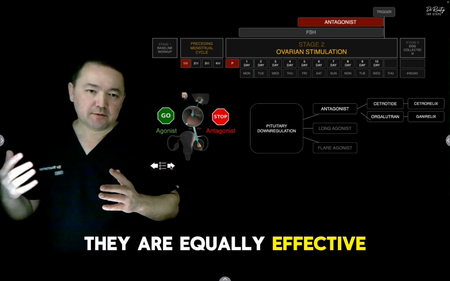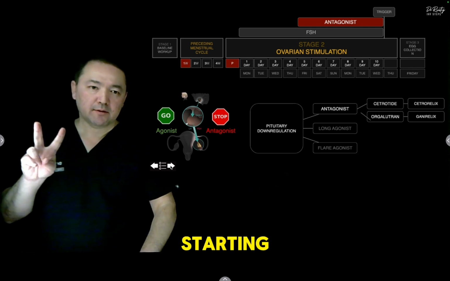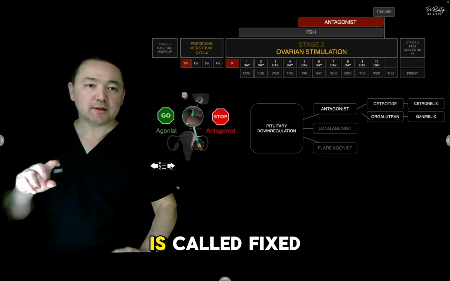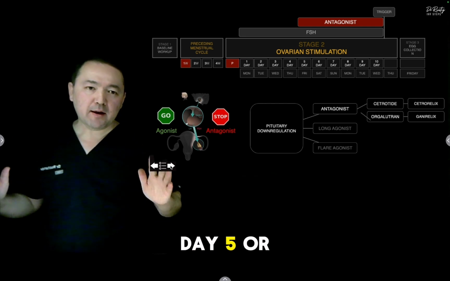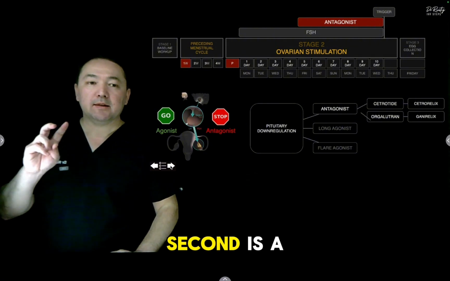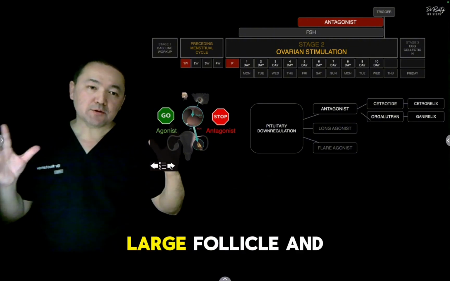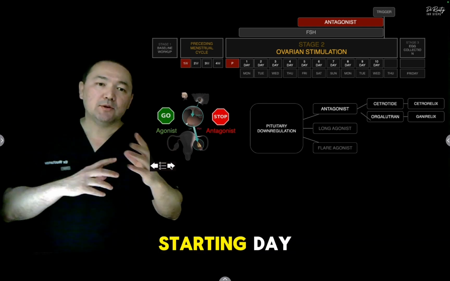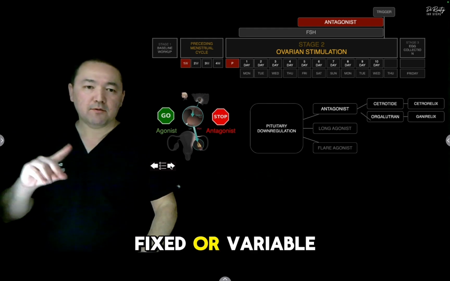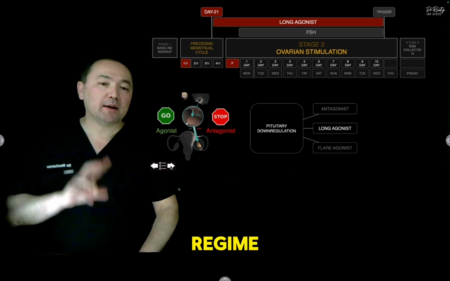They're equally effective drugs. There are 2 different types of antagonist starting protocol. One is called fixed, which means for all patients you start the antagonist on day 5 or day 4. The second is variable, which means you monitor the follicle. If you see a large follicle and high estradiol levels, then you start. So you individualize that starting day. So, fixed or variable.